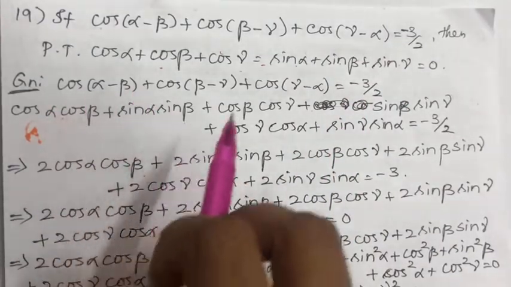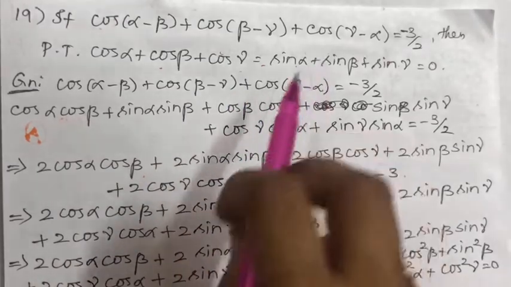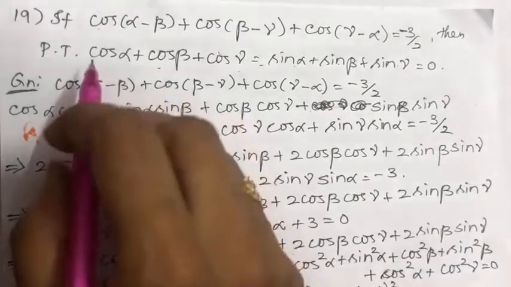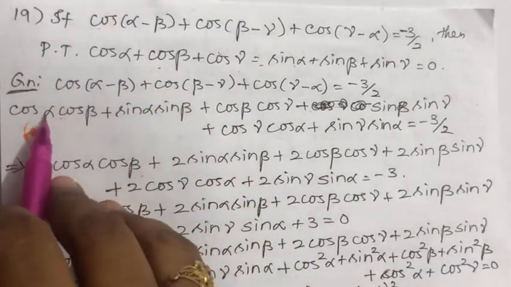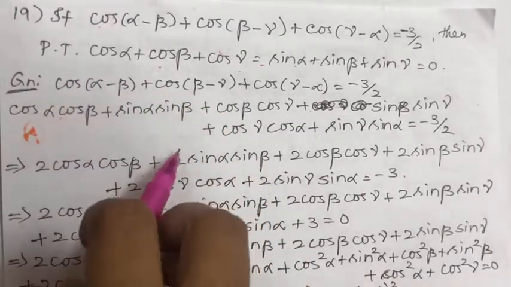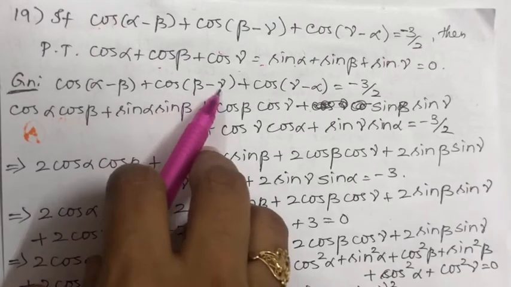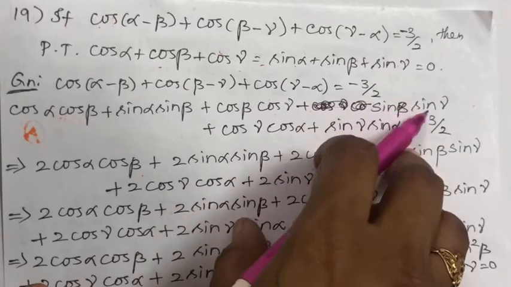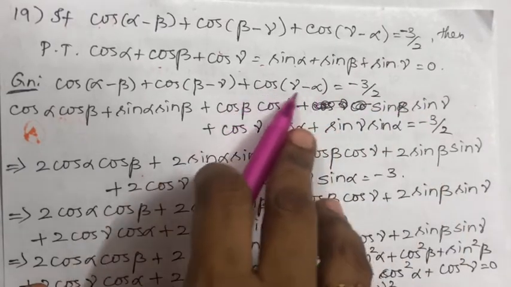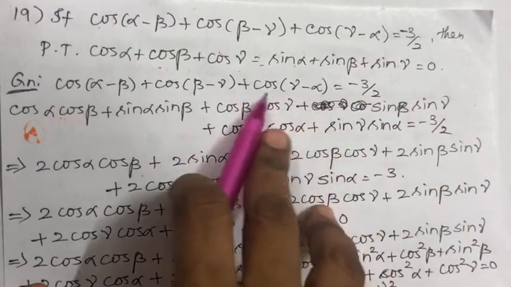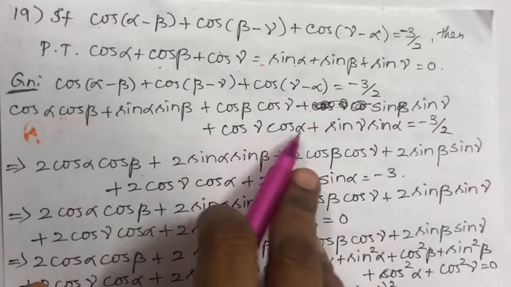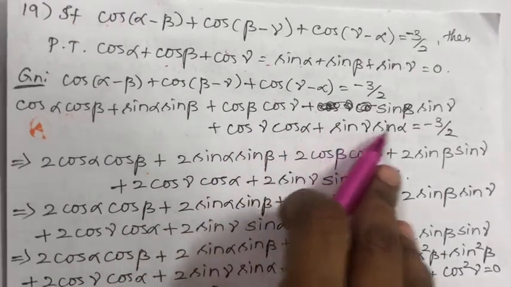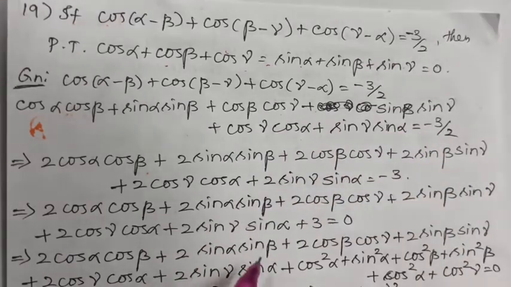First, we have to write the formula or expansion of these three cosines. So, cos(alpha minus beta), that is cos alpha cos beta plus sin alpha sin beta. Here cos(beta minus gamma), that is cos beta cos gamma plus sin beta sin gamma. Here the third one, cos(gamma minus alpha), that is cos alpha cos gamma plus sin alpha sin gamma, that is equal to minus 3 by 2.